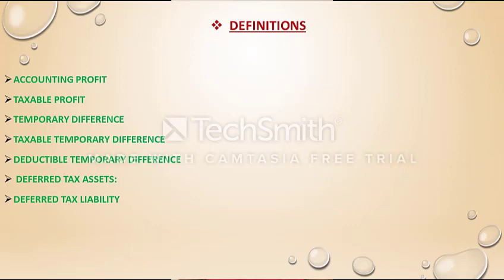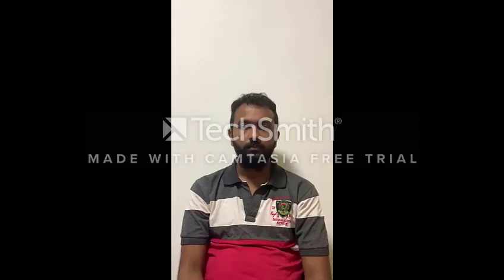So let's see some definitions: accounting profit and taxable profit. In simple terms, the accounting profit is the income of the company after deducting all the costs from the total revenue of the company. While the taxable profit is calculated by adding non-allowable expenses and deducting allowable expenses and income credited in the profit and loss account from accounting profit. It is the amount of income on which income tax for a year is calculated.